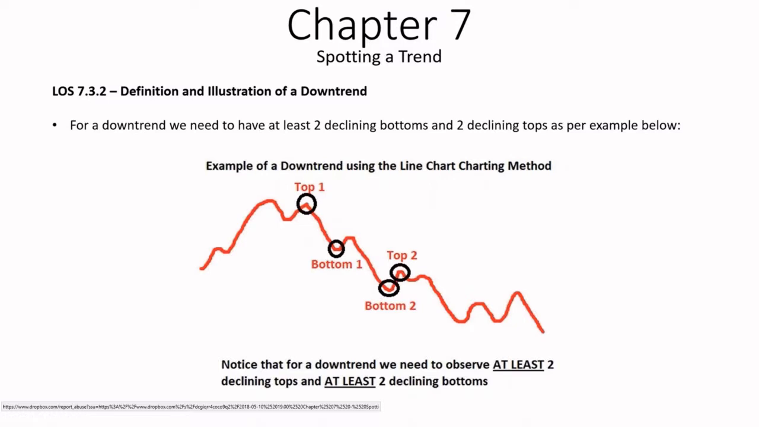So I repeat, for a downtrend, we need at least, and I emphasize the word at least, 2 declining tops and 2 declining bottoms.